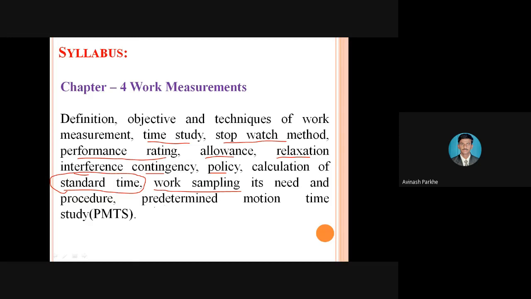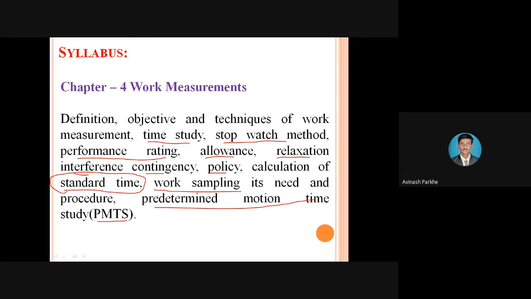And the last important point is predetermined motion time study, PMTS in short. The concept of work measurement is also called a time study, because in this particular chapter we are focusing only on the measurement of time. Here we are not focusing on eliminating unnecessary operations. Here we are focusing on the time required for each and every operation and the time required to complete your task.